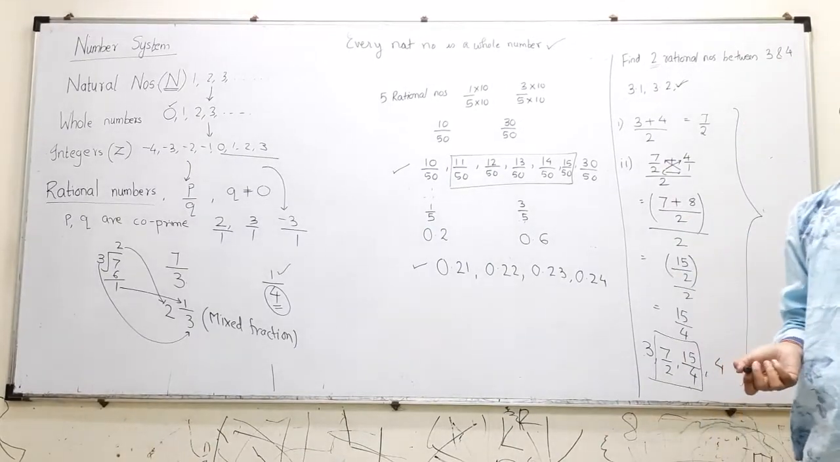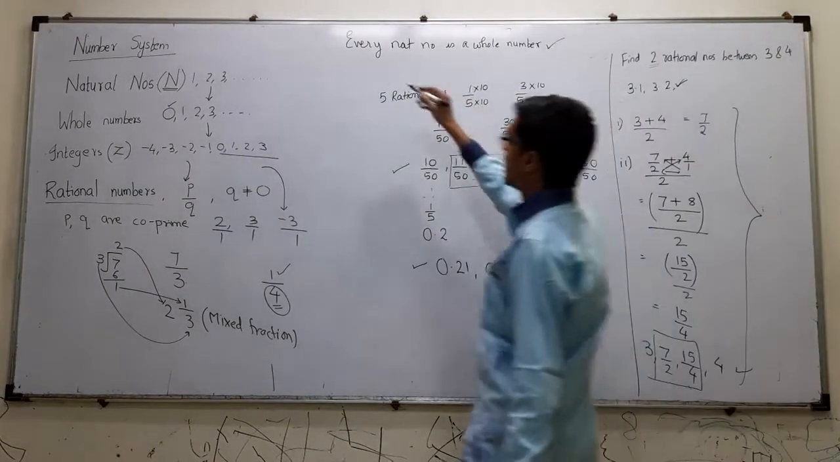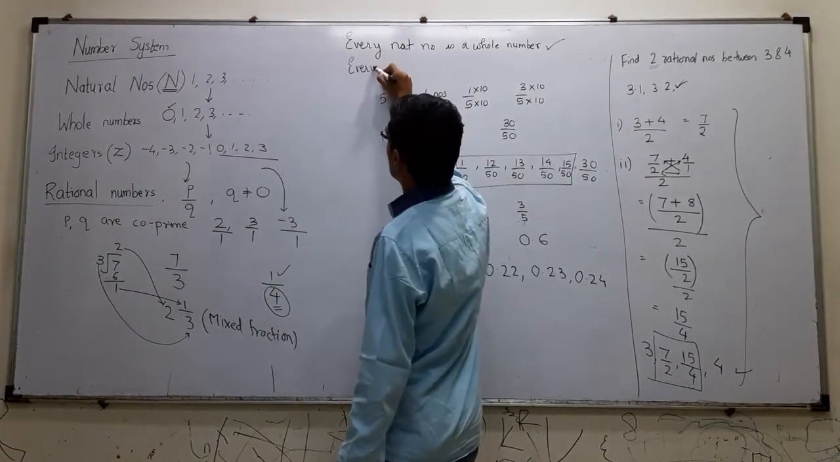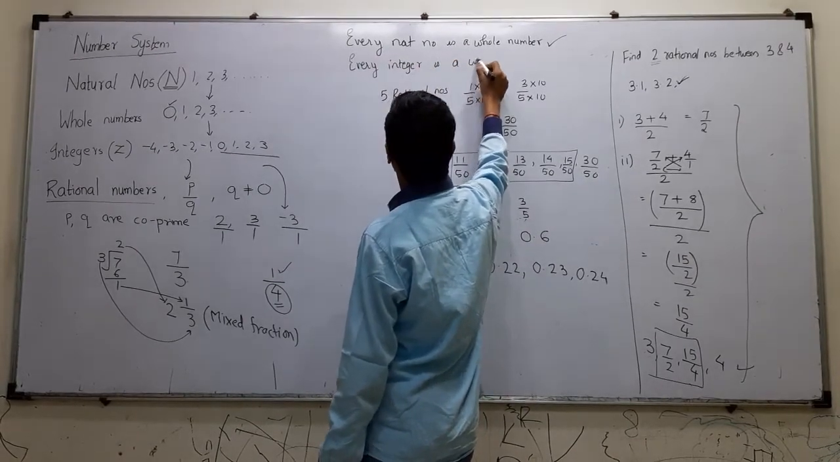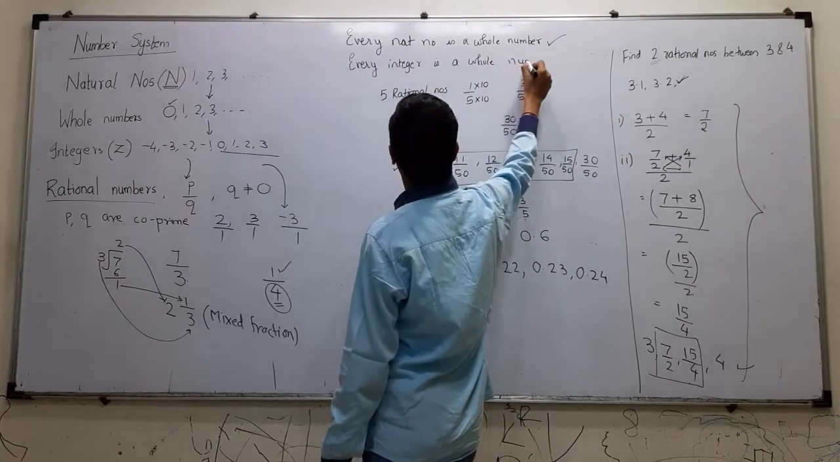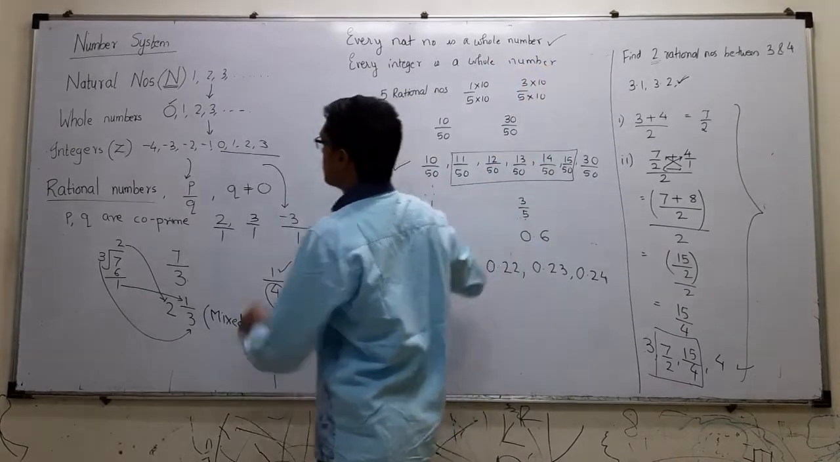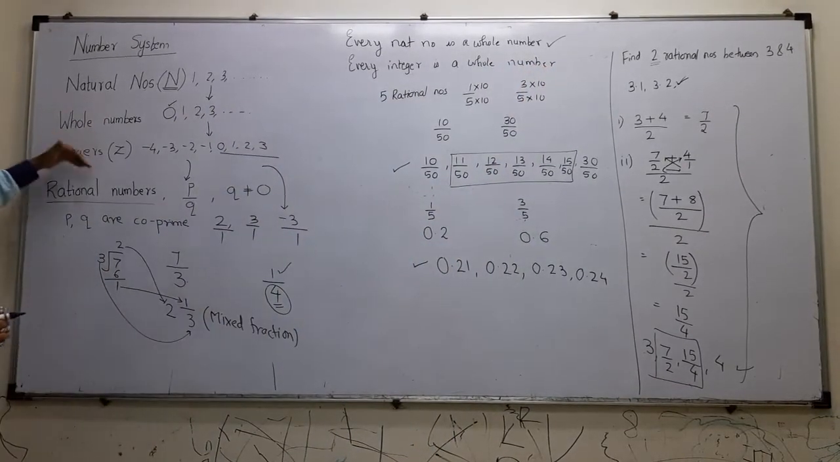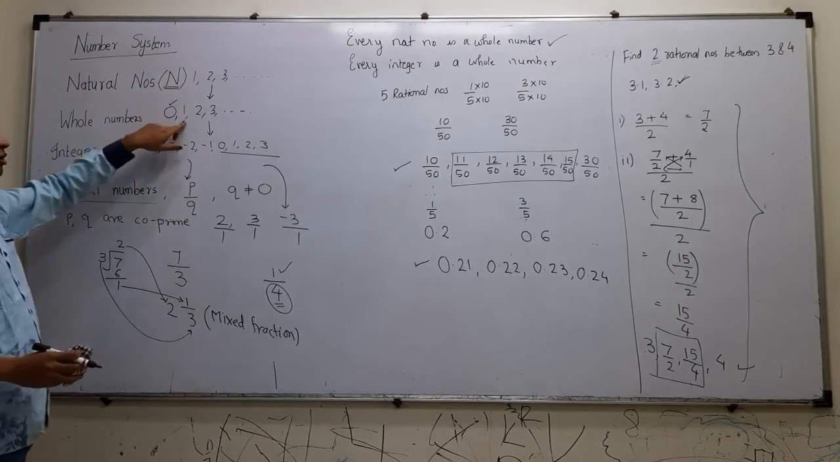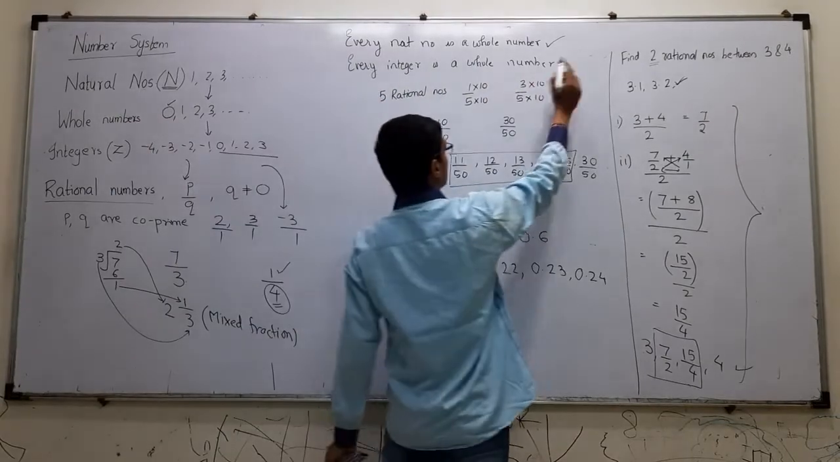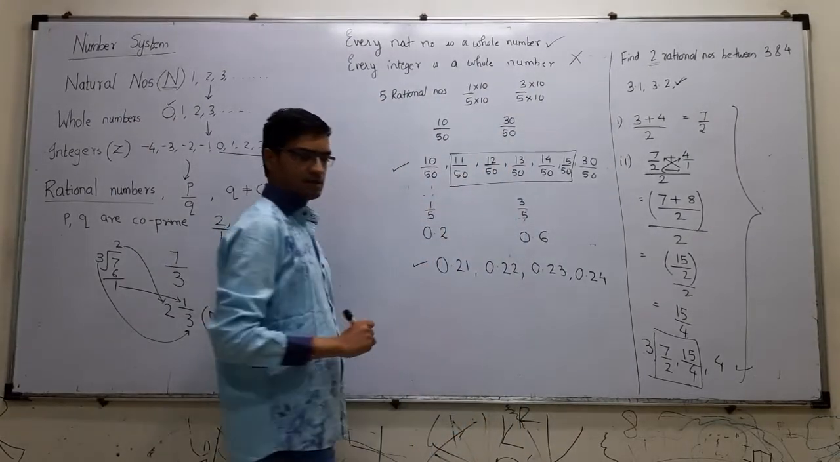Next, every integer is a whole number. Can I say that? No. Why? Because all whole numbers are integers, but all integers are not whole numbers, because minus 3 is not a whole number. So every integer is a whole number is false.